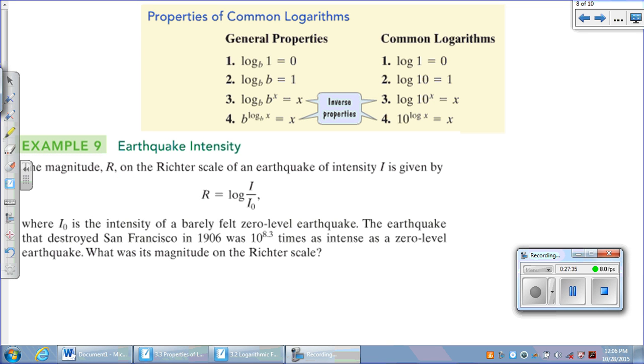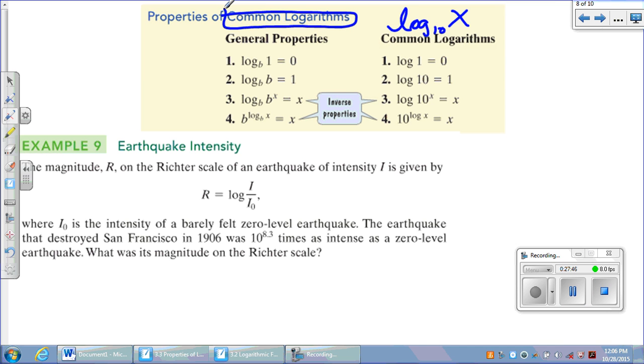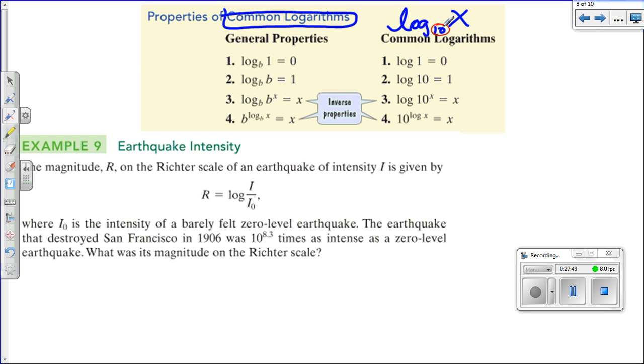We're going to go over the properties of common logarithms, and remember, a common logarithm is a logarithm with a base 10. Now, the notation for common logarithm, the 10 is not needed, so whenever you see log without a base, there is an implied 10. So the same properties that we went over on the previous slide, the log of 1, any base, is equal to 0. That also applies to common logarithm. So the log of 1 base 10 is also equal to 0.